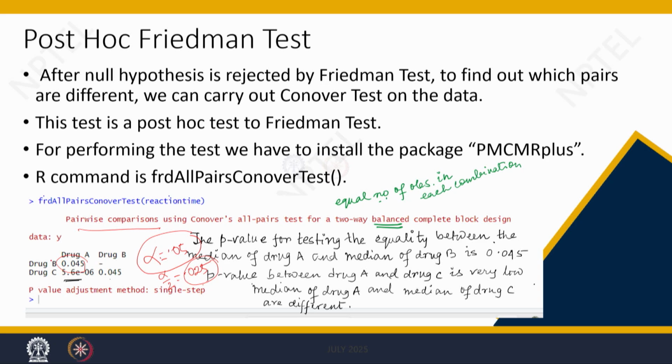Therefore, the median of drug A and the median of drug B are the same. But look at 5.6 times 10 to the power minus 6, which is extremely low. The P value is pretty low with respect to 0.025. So the median of drug A and the median of drug C are not the same. Sorry, they are different from each other.